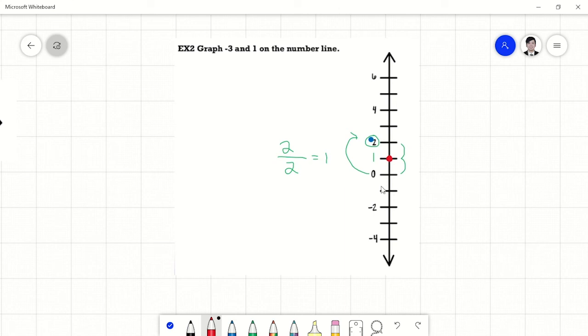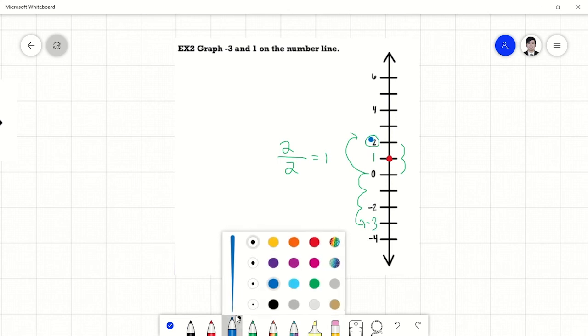Next is -3. Since it's negative, we have to move downwards from 0. So this is -1, -2, and finally we have here -3. So use a dot as an indicator of its location.